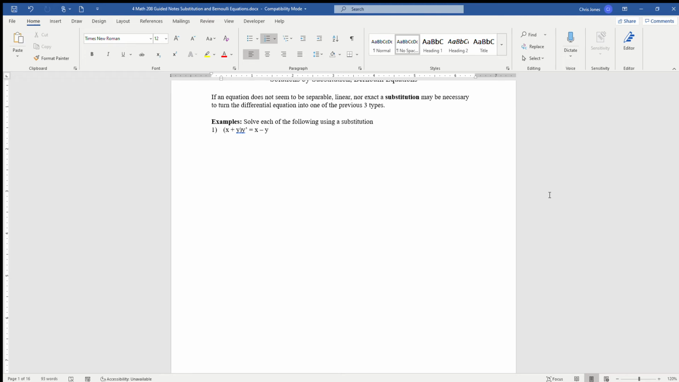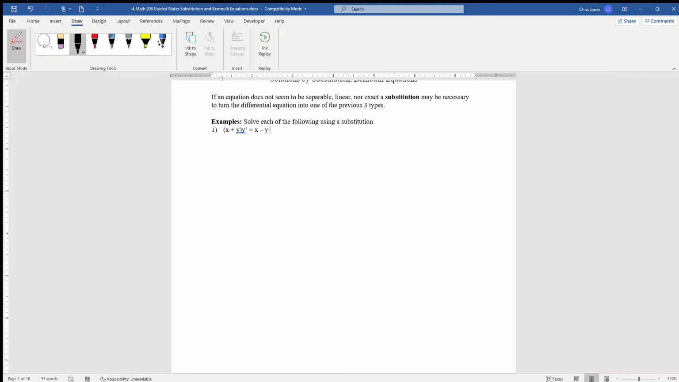So here's what we're going to do. We're going to define a substitution, and usually the composite function is going to be equal to v. In this case, that's x plus y, so I'm going to set v equal to x plus y. That takes care of everything except for y prime. Now remember, x is the independent variable in this case, and v is the dependent variable, dependent upon x.